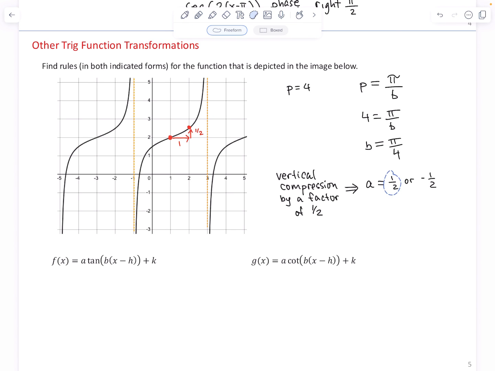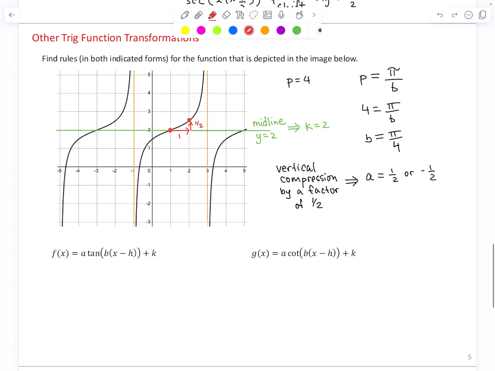It'll be 1/2 if there is no reflection across the midline, and it will be -1/2 if there's also a reflection across the midline. Furthermore, the midline does pass through the inflection points, and this is at a height of 2. This tells me that the vertical shift is up 2, so k is going to have to be 2. Now, if we're starting with the parent graph of tangent, then the curves of the tangent function increase from left to right, just like these curves do, which means that we have not had a reflection about the midline, meaning that I want to use a as positive 1/2.